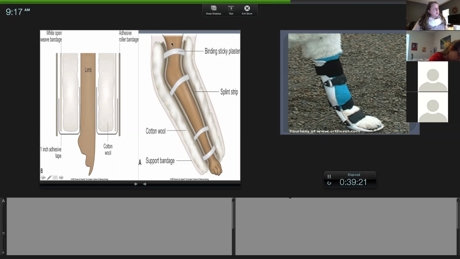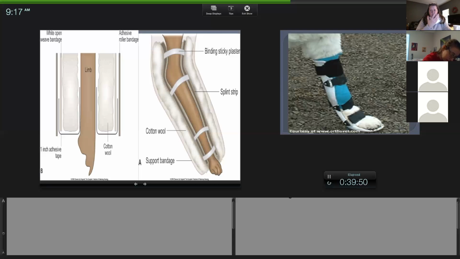On this side, you can see we don't always put the leg straight out. Sometimes the splints will allow the leg to be in maybe its normal bend position. And what happens here is you have the splint and you have some sticky tape to wrap it around the limb. Usually the splint is only on one side. A cast can go around the whole leg.